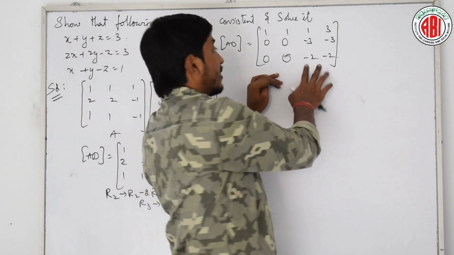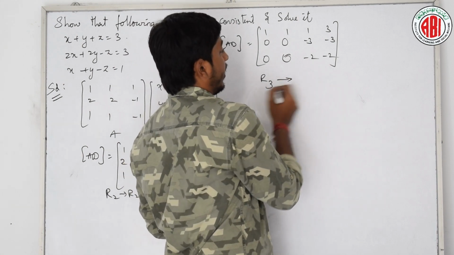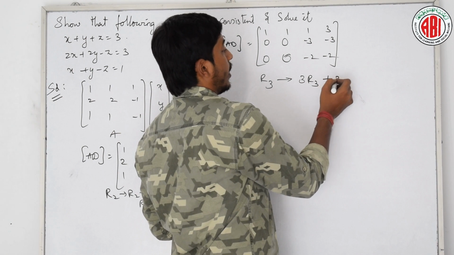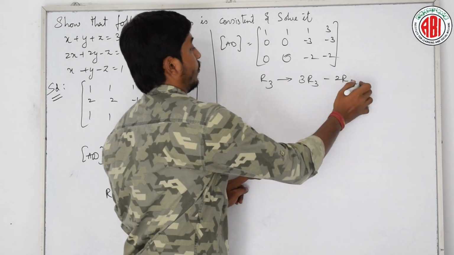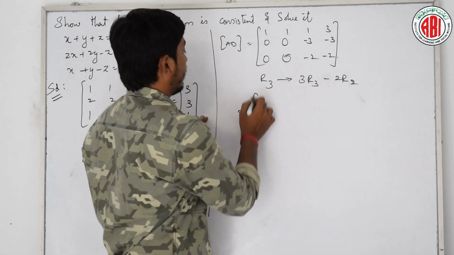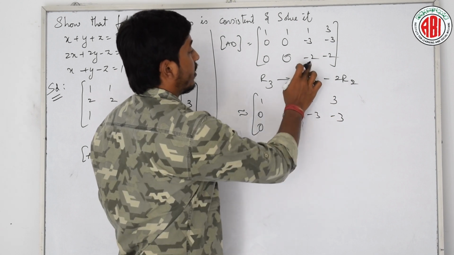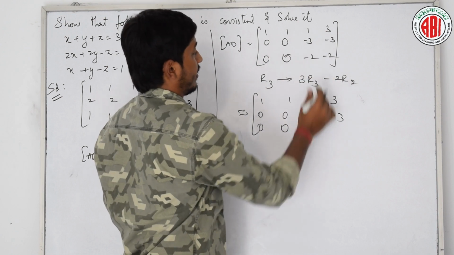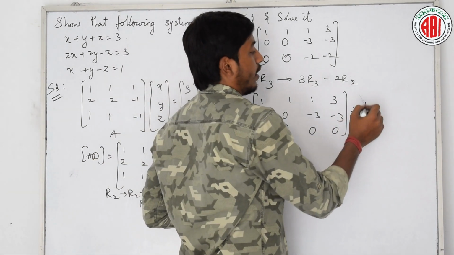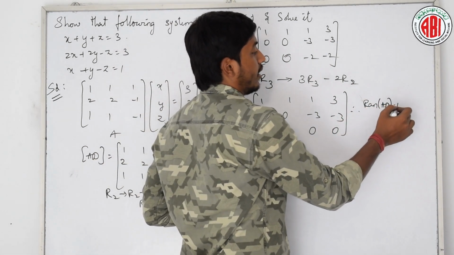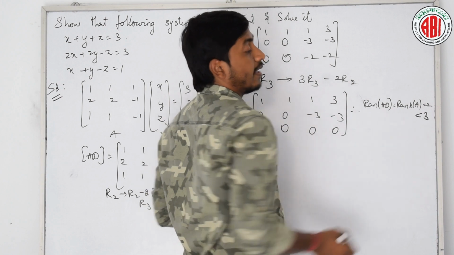But we get z as the same answer here. Then from where do we get y? That's why let us do one more operation here: R3 tends to 3R3 plus 2R1, minus 2R2, that is the second row. Is it fine? That is 1, 1, 1, 3; 0, 0, minus 3, minus 3; 0, 0, 3 times 2 is 6, minus 2 minus 3 times 2 is 6, so again this is 0. Now tell me, what is the rank? Here, the rank of AD is equal to the rank of A, that is equal to 2, but less than 3.